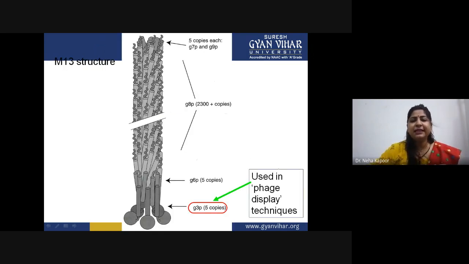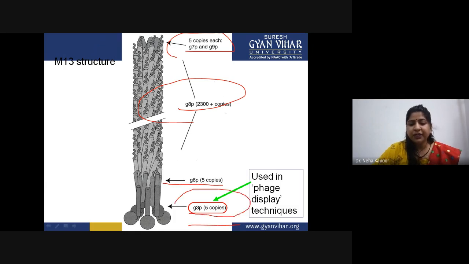This is basically the M13 structure, in which this is the G7 protein, G9 protein with 5 copies present, G8 protein with 2300 plus copies present. This is G6P protein, G3P protein. And this G3P protein we also use in phage display techniques when we go for selection.